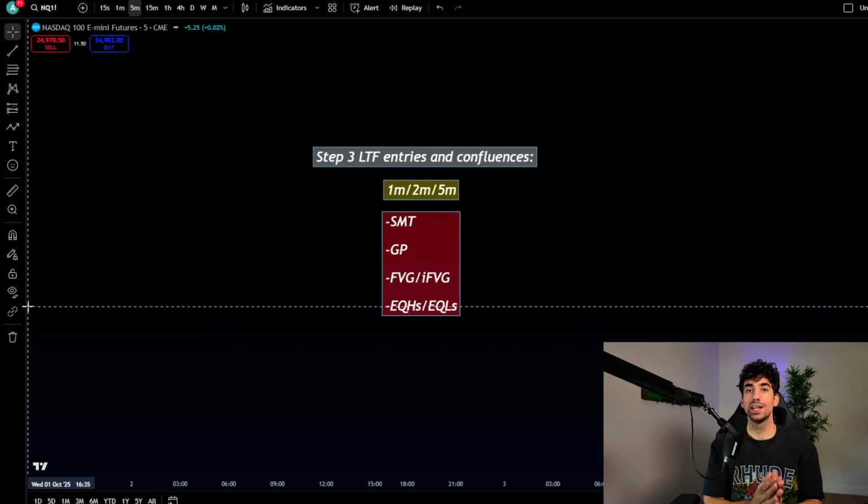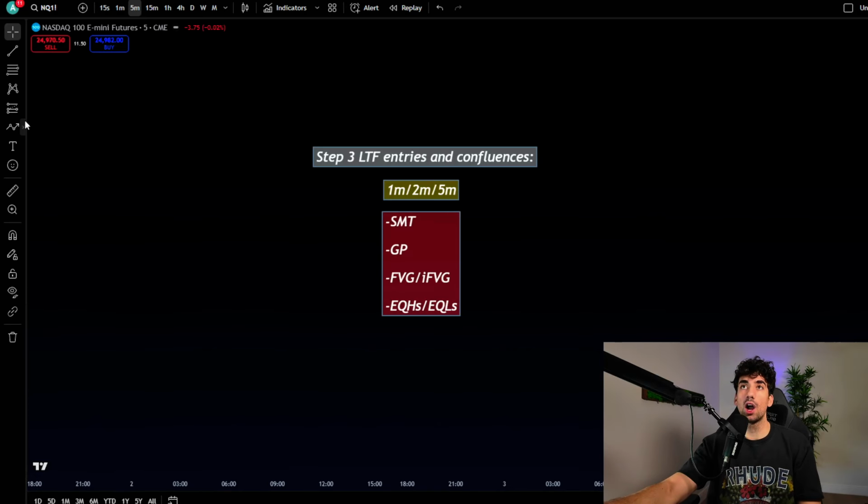And you have to understand this. If you don't have a higher time frame analysis and a lower time frame entry model, you cannot take a trade. Now, the confluences I'm looking for are going to be an SMT, golden pocket retracement, a fair value gap, or an inversion fair value gap, and equal highs and equal lows as a bonus.